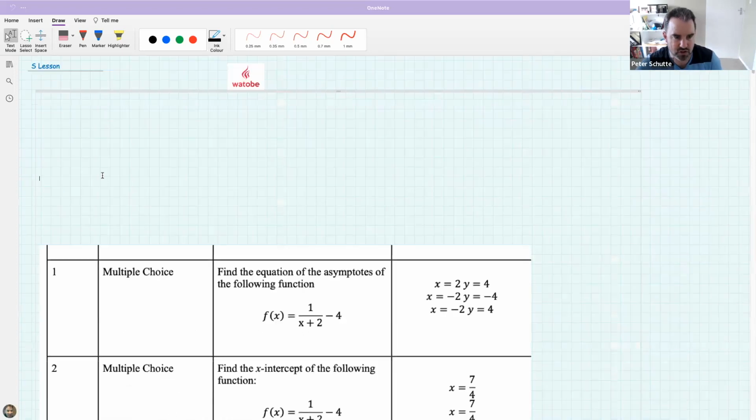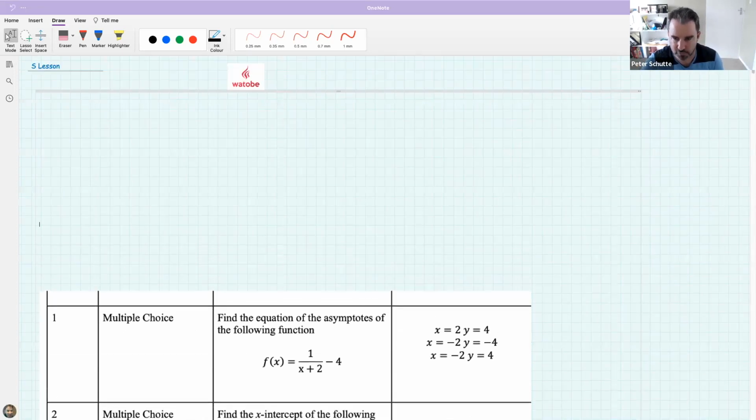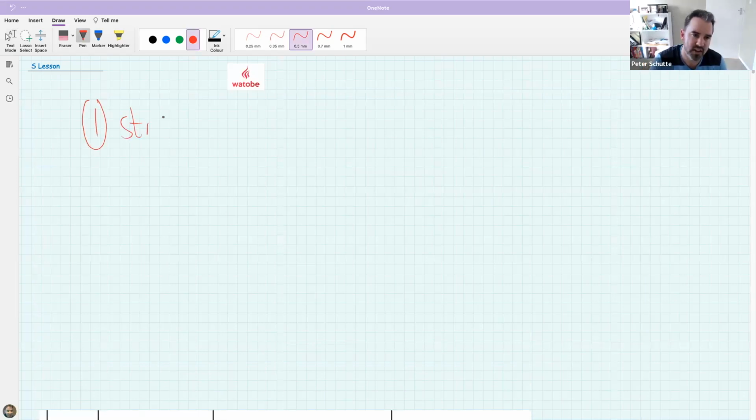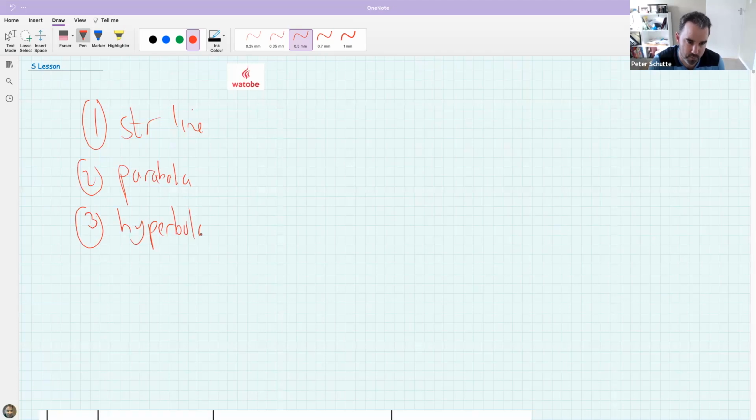What I want to start with is just a little bit of a reminder of the four main functions that we deal with in paper one. So I think of this section, I think of the straight line, I think of the parabola, I think of the hyperbola, and I think of the exponential function.